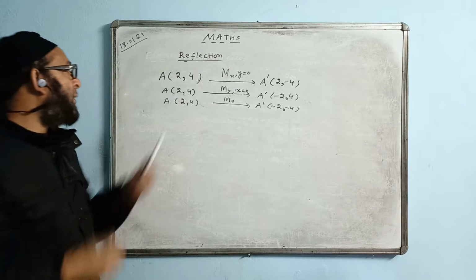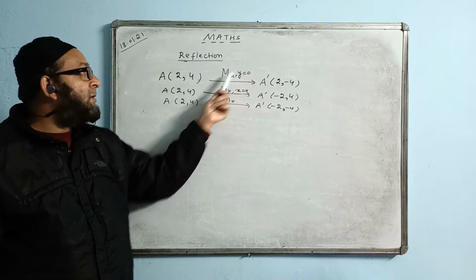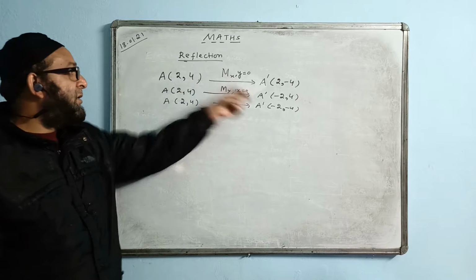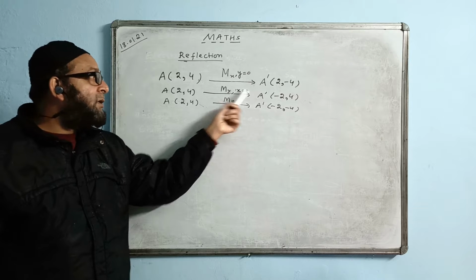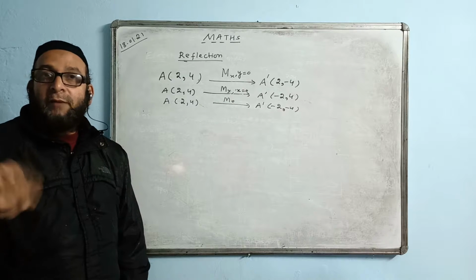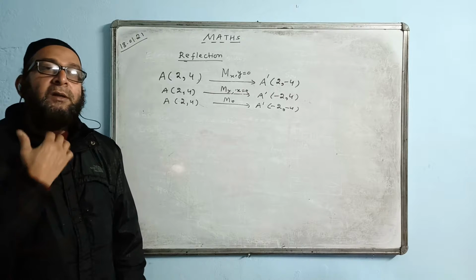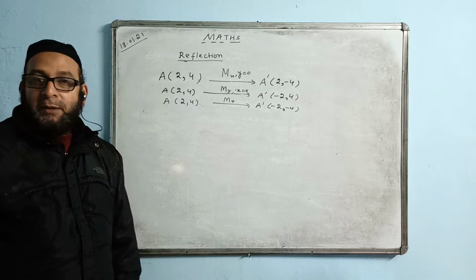Indirectly they say reflect the point A (2, 4) in the line y equal to 0. Y equal to 0 is indirectly them saying to reflect in the x-axis. When they say reflect the point A (2, 4) in the line x is equal to 0, that means they are talking about the y-axis. We will be reflecting in the y-axis. And about the origin, they will not give any equation. They will say origin directly. They will say that the mirror is the origin.